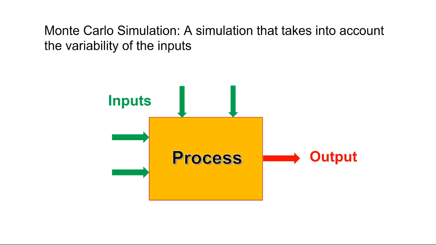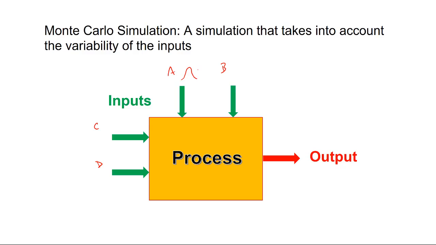So a Monte Carlo simulation is a simulation that takes into account the variability of the inputs. So you have a complex process, and if it's simple enough, you can just mathematically describe this. What it does is it takes into account variation in your inputs. So maybe you have inputs A, B, C, and D. And maybe A is a randomly distributed variable. So it's a normally distributed variable.